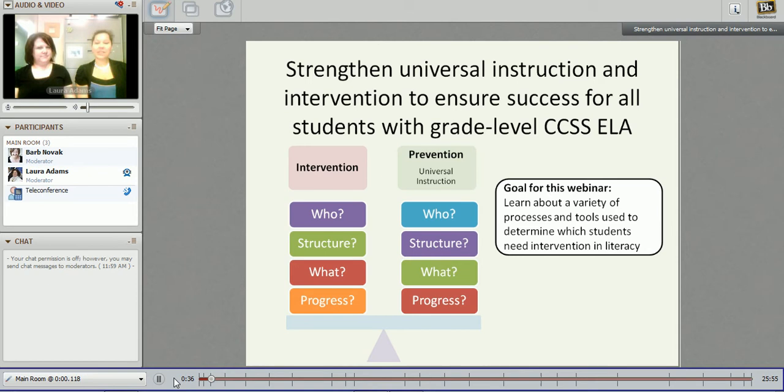As a reminder, this graphic represents our vision for our webinar series this school year. And remember that our whole purpose is to strengthen universal instruction and intervention to ensure success for all students with grade level Common Core State Standards for English Language Arts. The goal for this particular webinar is to learn about a variety of processes and tools used to determine which students need intervention in literacy. Also, as a reminder, we are right now focusing on the left-hand side of that balancing chart about intervention.